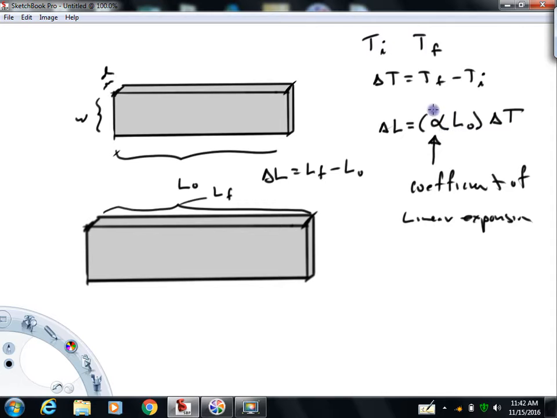This is the material dependence of this problem. Different materials will have different coefficients of linear expansion. And this equation is how changes in length are calculated for temperature changes.